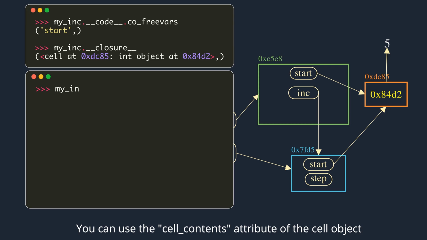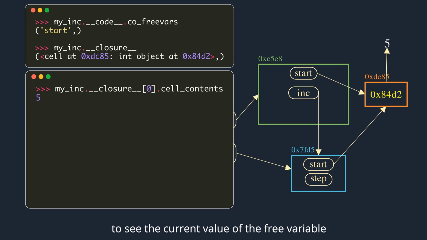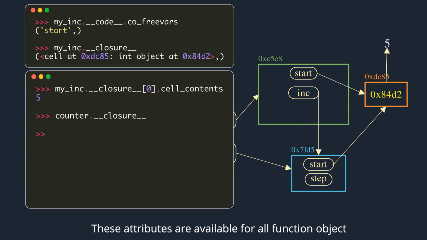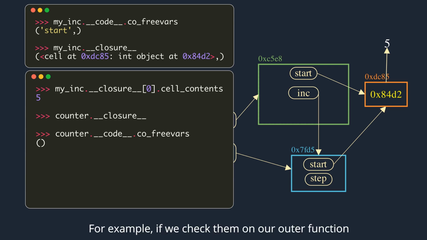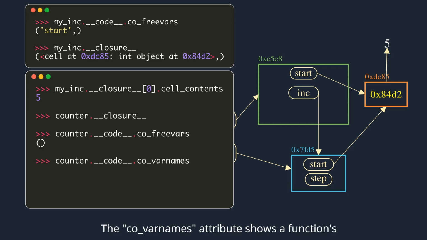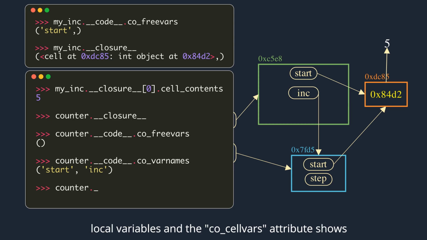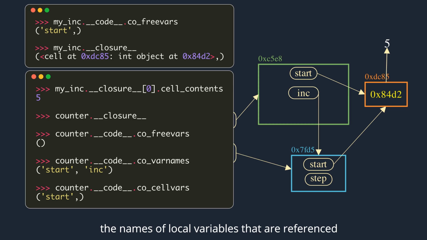You can use the cell_contents attribute of the cell object to see the current value of the free variable. You need to do indexing because closure returns a tuple. These attributes are available for all function objects. For example, if we check them on our outer function counter, we get empty values since it's not a closure. The co_varnames attribute shows a function's local variables, and the co_cellvars attribute shows the names of local variables that are referenced by nested functions.